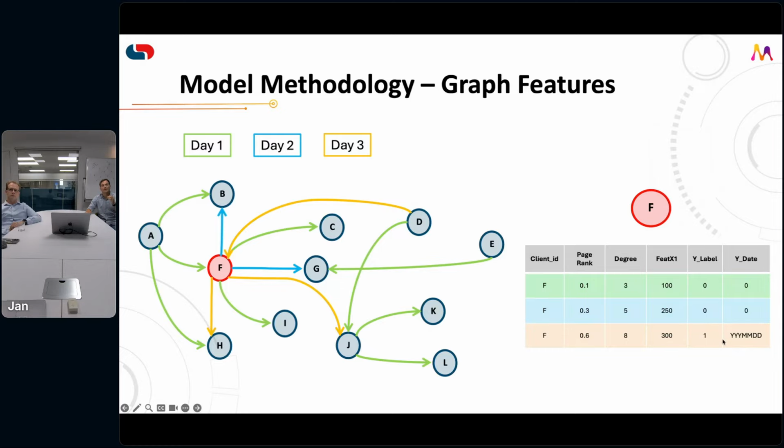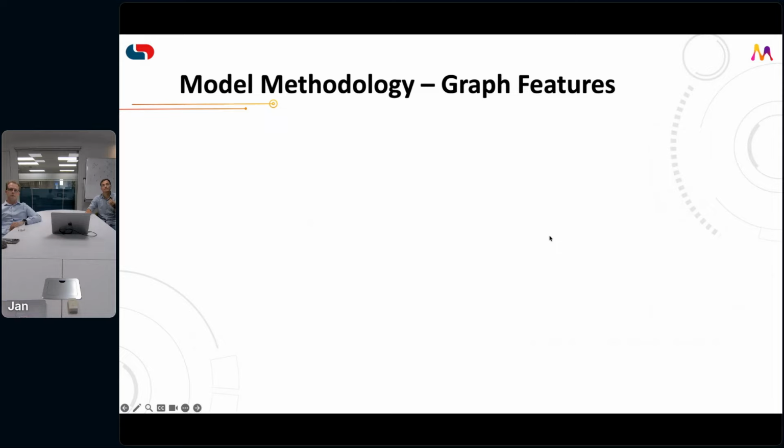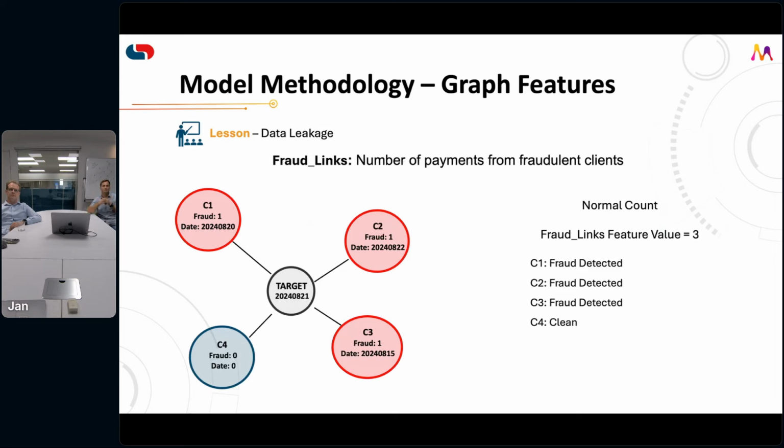Now, this date that I am talking and hammering on is very important because this is where we come to our next learning lesson. You will read about this sometimes in papers, but it is a data science worst nightmare. It is called data leakage. Now, what is data leakage? Firstly, let's look at an example. We look at a feature that anybody could engineer, as in certain papers: let's look at the number of fraudulent links to a specific node.